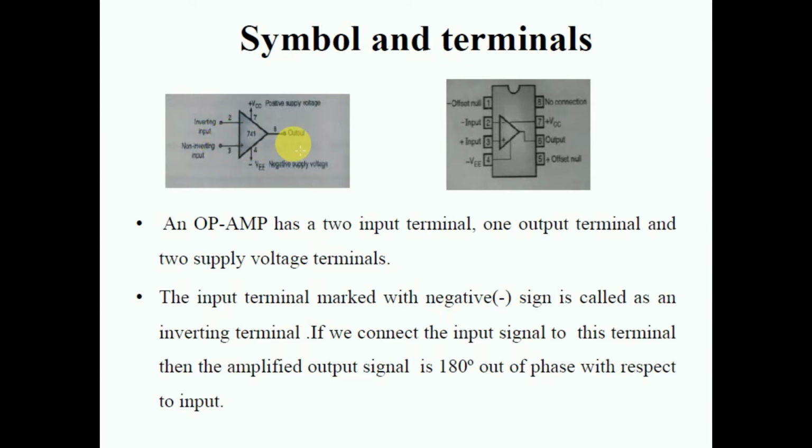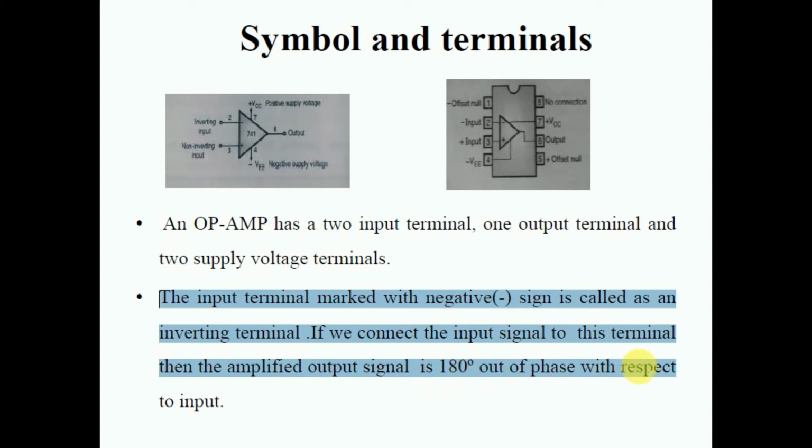The amplitude is larger at the output terminals, and here you can see the positive supply voltage and negative supply voltage. This is the supply which the circuit requires, and we are providing it here. The input terminal marked with a negative sign is called the inverting terminal, and if we connect the input signal to this terminal, then the amplified output signal is 180 degrees out of phase with the input. That is the basic logic, and that's how the operational amplifier works.